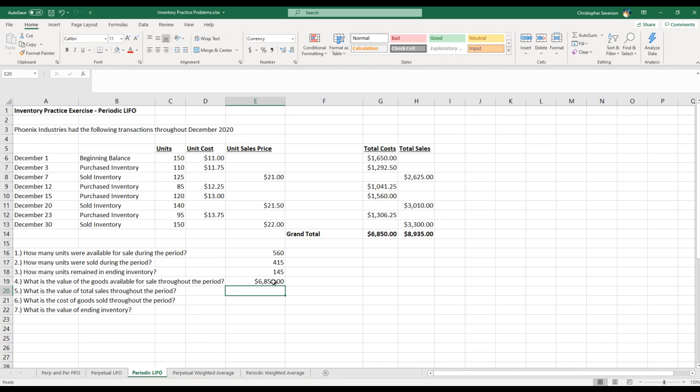The total value of sales, we did that as well. We added those sales up. We're good to go. Now we're looking for the cost of goods that were sold throughout the period and the value of ending inventory. This is where the method will start to matter. The other thing I want to point out, though, is regardless of what method we're using, we have $6,850 of goods available for sale. That value has to be somewhere. It's either been sold, it's cost of goods sold, or whatever's left is the value of ending inventory.